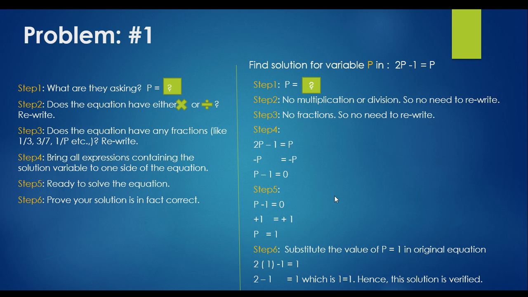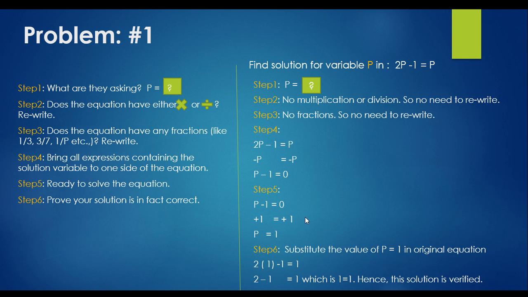So p minus 1 equals 0, and I want to get rid of minus 1. One way to do it is to add plus 1 here and plus 1 here, on both sides. So minus 1 plus 1 becomes 0. So p equals 1. Always remember, if you add or subtract any number on the left side, you should do the same thing on the right side so that the equation is always balanced.